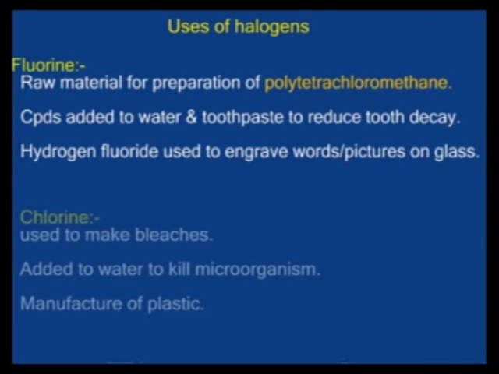Chlorine is used to make bleaching agents, and the same chlorine is added to water to kill microorganisms in swimming pools, and that is why the water in a swimming pool would appear blue. Chlorine is also used in the manufacture of plastics like polyvinyl chloride.